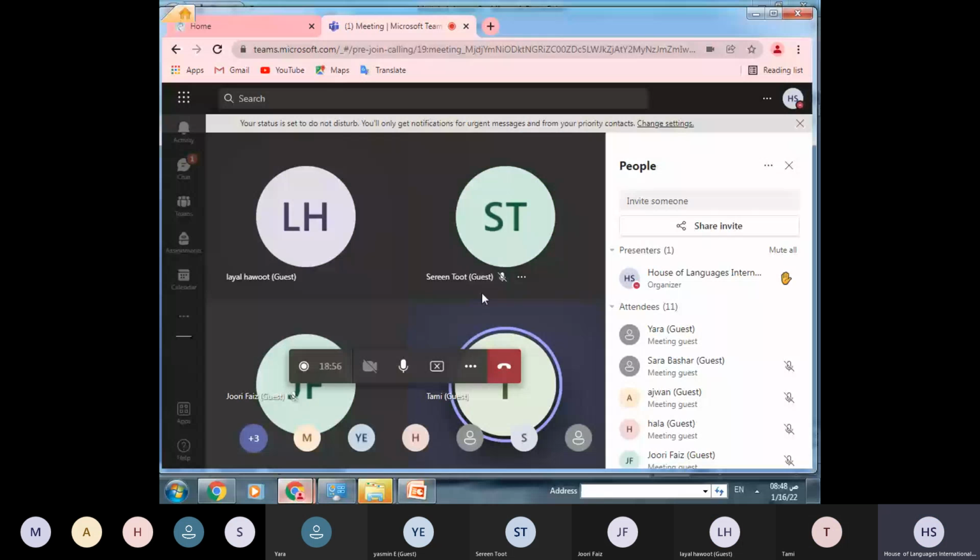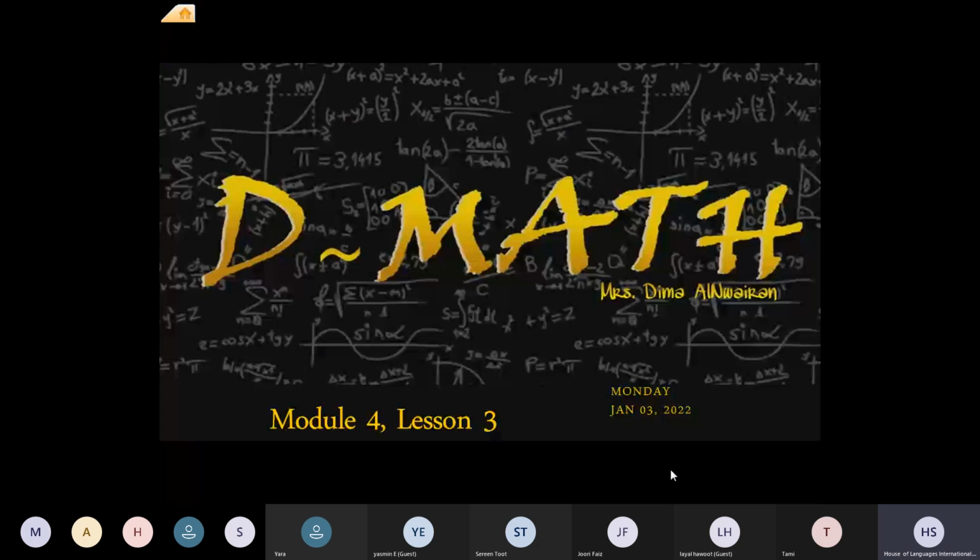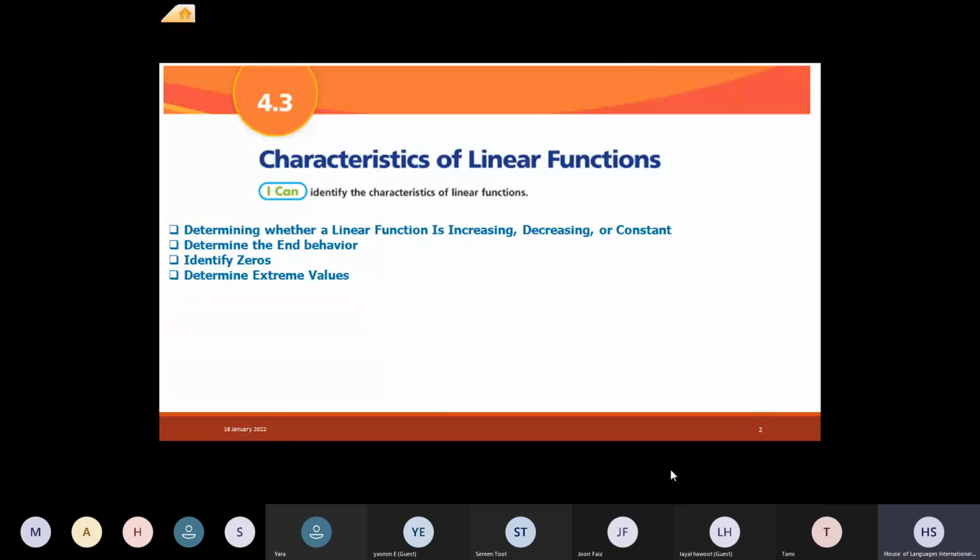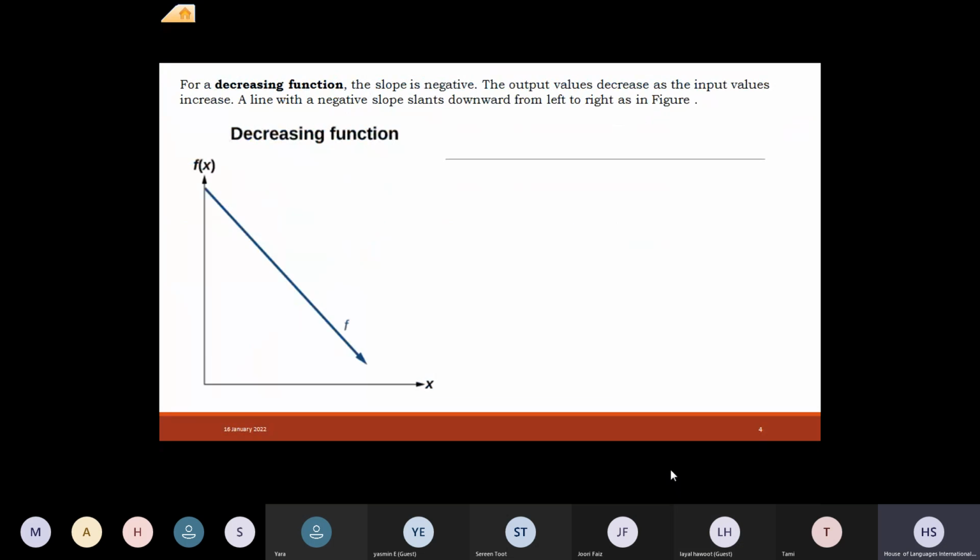Okay. Today we're going to continue module 4, lesson 3, which was talking about the characteristics of the linear functions. We talk about how we can determine if the linear function is increasing, decreasing, or constant. We talk about how we can determine the end behavior, when x goes to positive infinity, f of x goes to positive or negative infinity. We talked about the zeros, or we call it the x-intercept. How can we find it? And we talk about the extreme values, or in other words, the maximum and the minimum point.